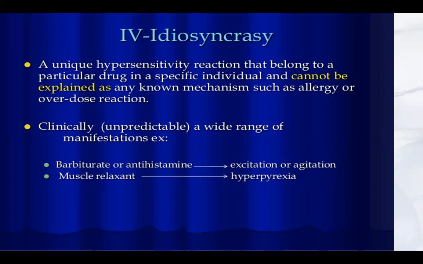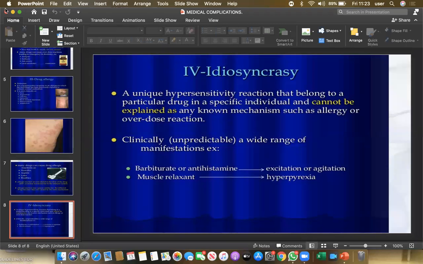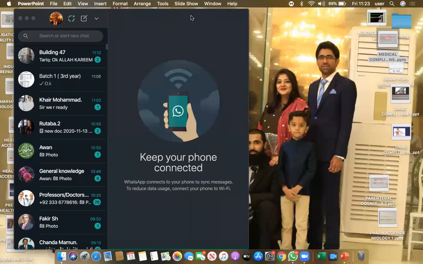Clinically, there is a wide range of manifestations. Example: barbiturates or antihistamines may produce excitation or agitation. Muscle relaxants may produce hyperpyrexia, they may increase the temperature. In continuation of this, we'll go to our second topic.